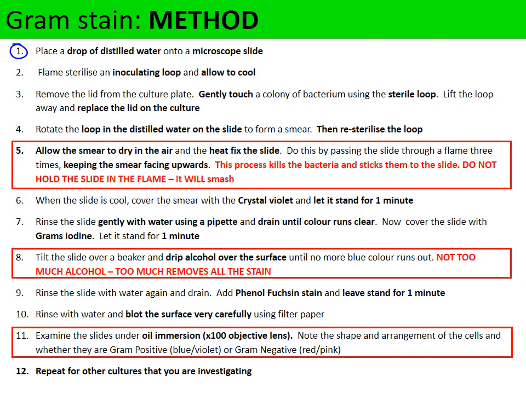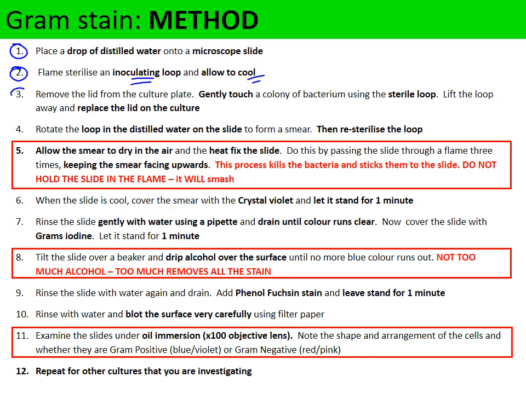Now we know a microscope slide is a glass slide that we end up putting under the objective lens to look at the bacteria. We then flame sterilize an inoculating loop, so this is a metal loop, and we're going to use that to transfer the bacteria from an agar plate into the drop of distilled water on the microscope slide. Now it's important when you put the metal inoculating loop into a blue Bunsen burner flame, it turns a yellow-orange colour, and that will sterilize the metal loop, but we then must allow that to cool.